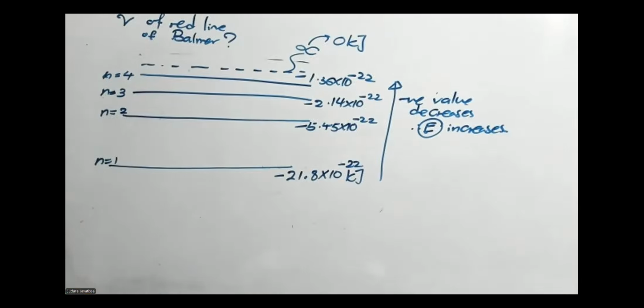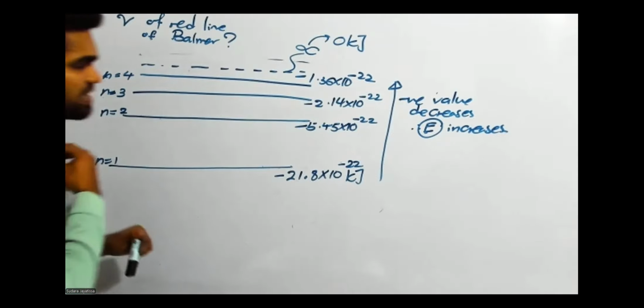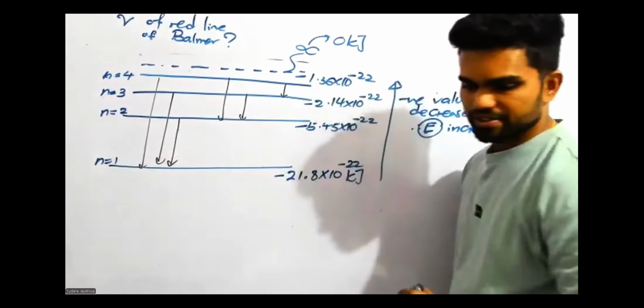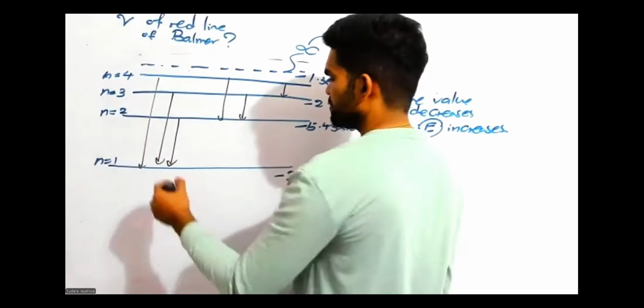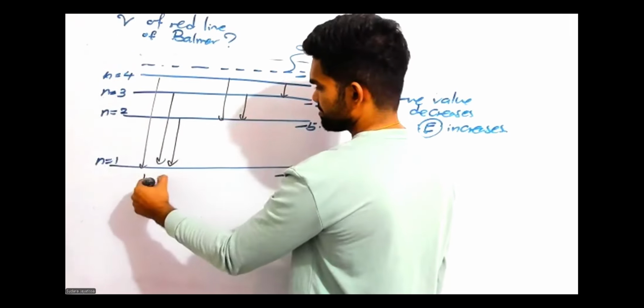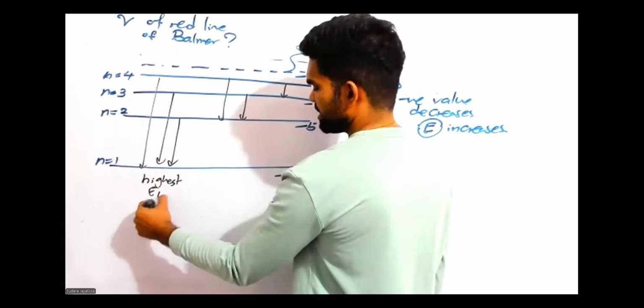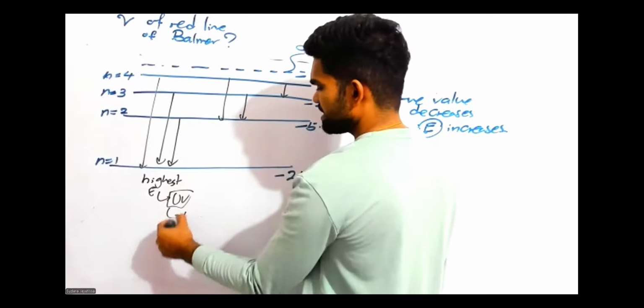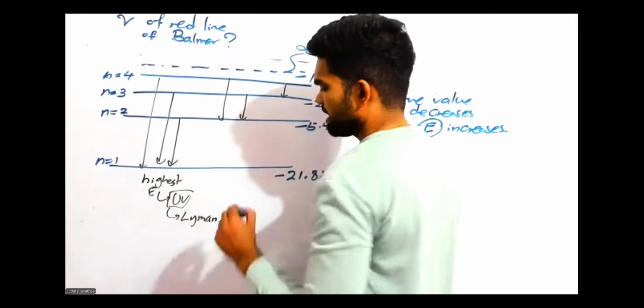Let's say there is an electron in the fourth energy level. That electron can come to the third energy level, then the second energy level. Like that, it can descend in several ways. You can draw 3 lines. Those jumping to the first energy level have the highest energy, so they belong to the UV region. The series name is the Lyman series.